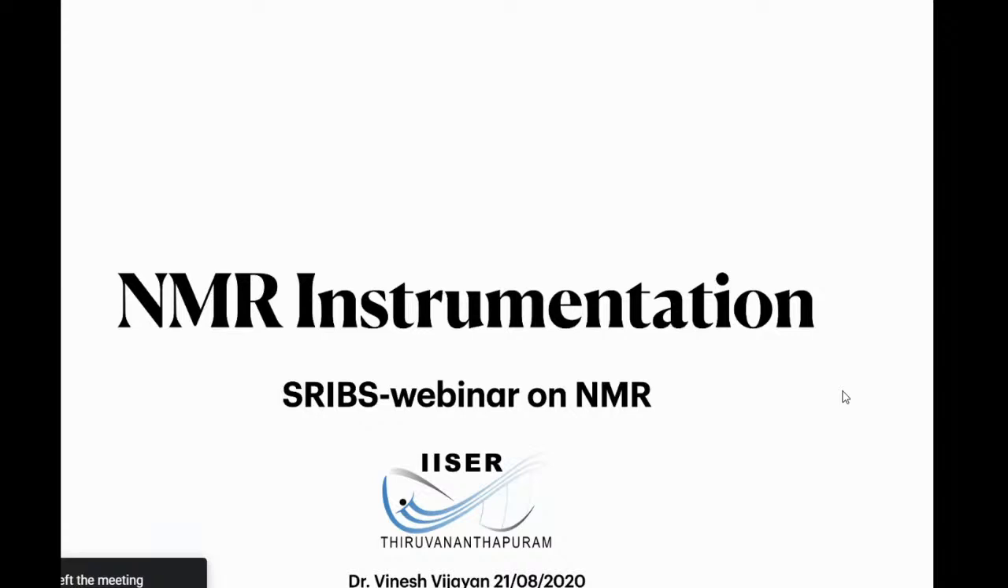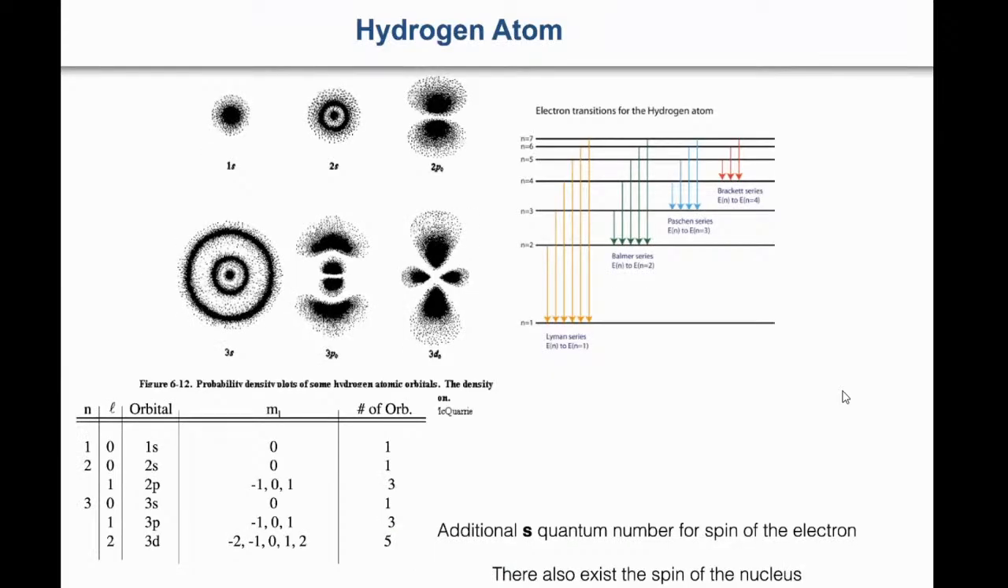I'll give you a basic idea about how we get the NMR signal and what we are really observing. And from there, we go into the actual instrumentation and then we end the talk. So this is how it is going to be. First of all, I start with something that is very basic, because I assume that everybody has passed plus two, so they should know the hydrogen atom, right?